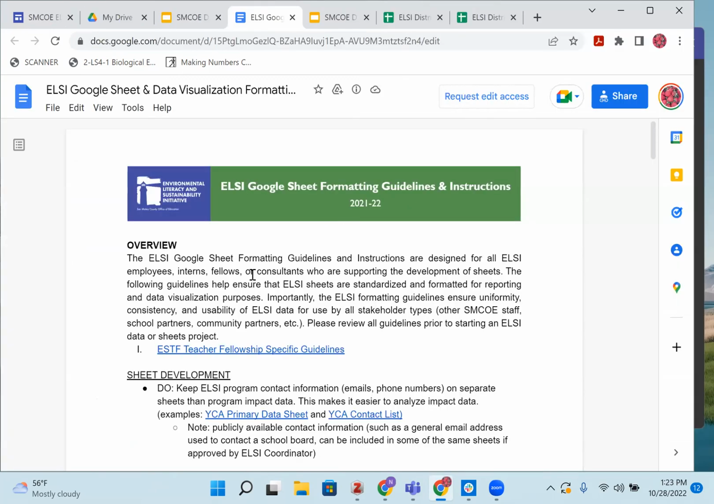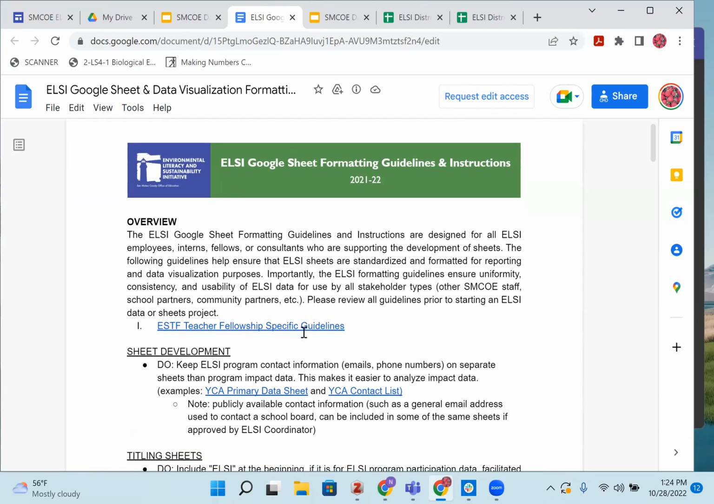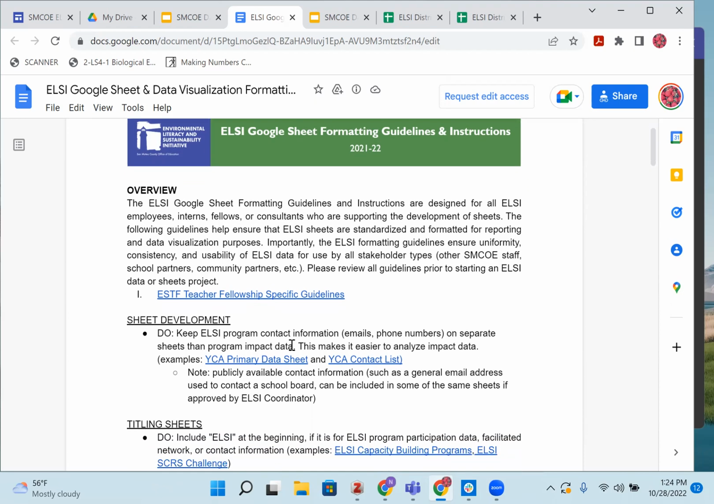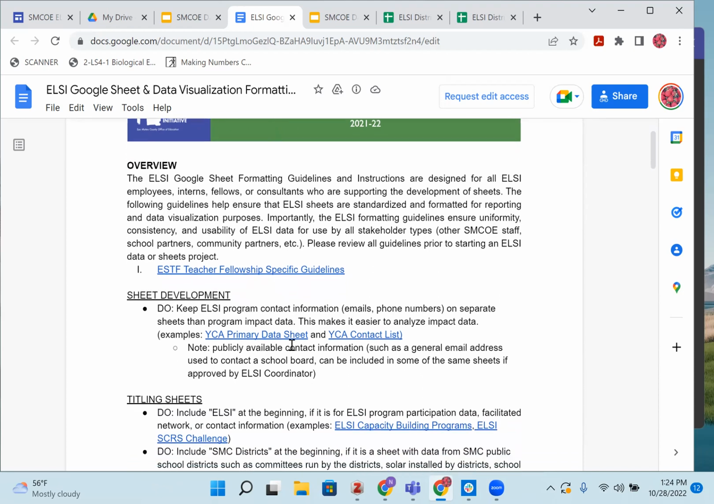So the next ready to use replicable resource that I can share is this ELSI Google Sheet and data visualization formatting instructions and guidelines. So this is something that really helped us with those design considerations I shared about accessibility and scalability and thinking about transitions. So I developed this with our Climate Corps fellows to help them understand what our data set should look like and how to create data sets that were very clean and could be easily used for visualizations.